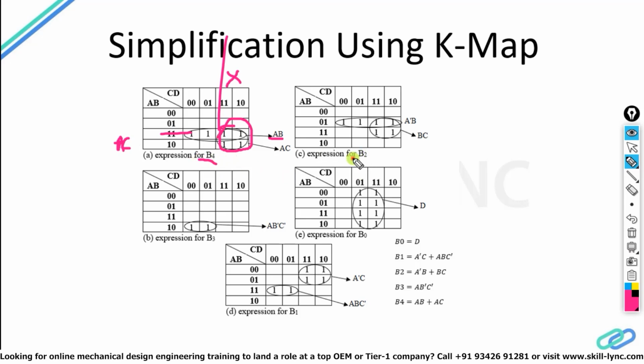Similarly for B2, B0, B3, B1, we are getting different answers using the grouping of the Karnaugh map. The Karnaugh map is used to simplify the expressions. So we are getting the simplified expressions. In this way, we are having 5 expressions with us. Now using these 5 expressions, we will draw the logical diagrams.